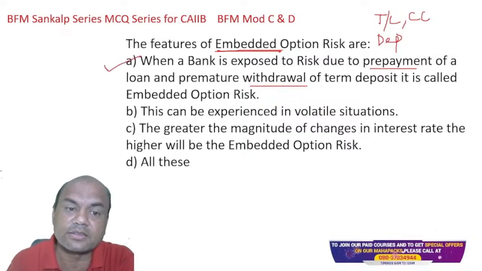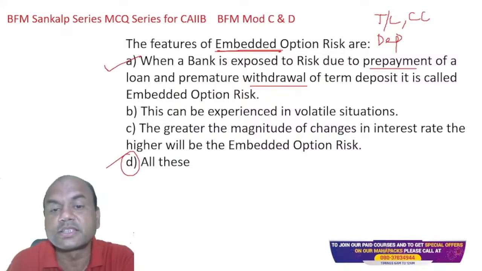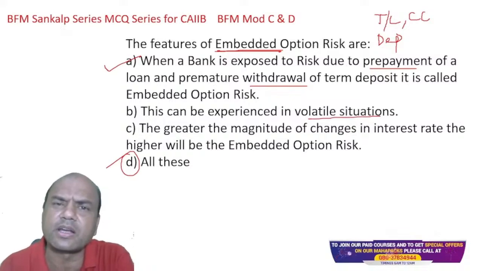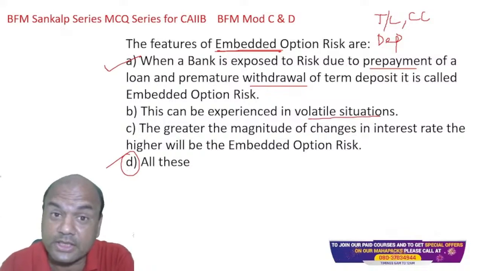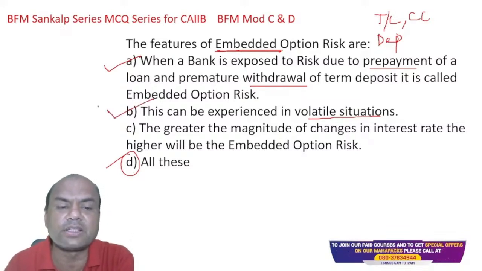So A is the answer, but there is an option of all of these also. Check this now. This can be experienced in volatile situations. Volatile means too much changing rate of interest. This generally happens in volatile situations. So B is also the answer. So obviously now D will be the answer.